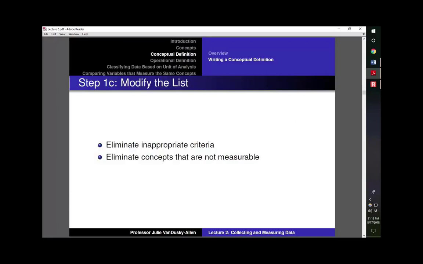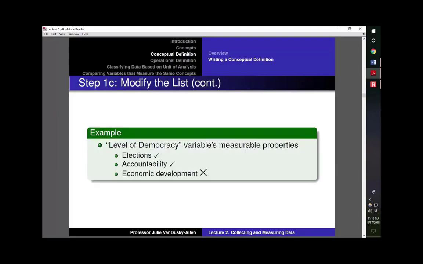After we identify the concept's measurable properties, we have to modify our list just to make sure that we are only including relevant and measurable criteria in the list. For example, in our previous list, elections and accountability were good measurable properties because all democracies should have elections with elected officials who are held accountable for their actions. However, we should leave out the economic development property. Economic development is not an inherent property of democracy. As long as a country has elections and leaders are held accountable for their actions, it is a democracy. Its economy does not need to be developed. A country could be a poor democracy.